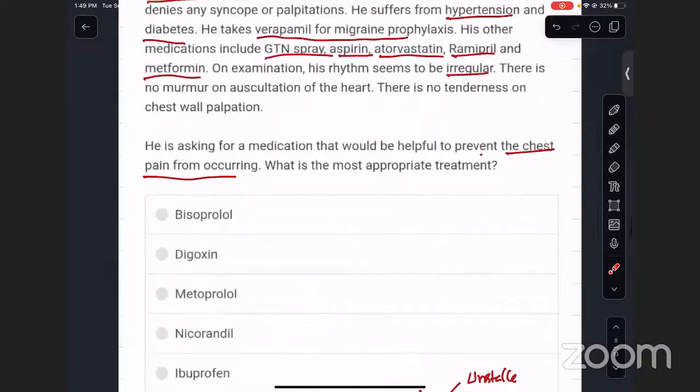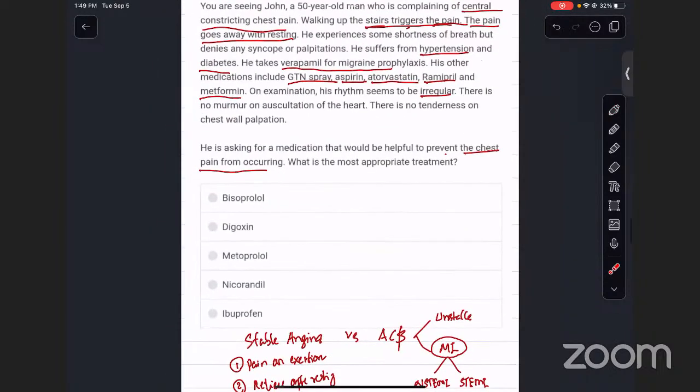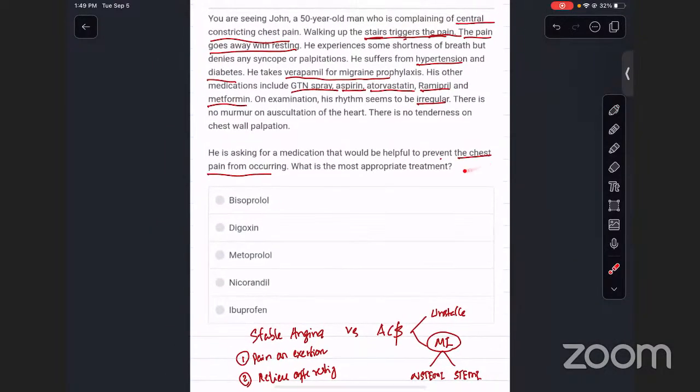So let's see this example. This is the stable angina management. Chest pain is still present, and to prevent the chest pain from occurring we need to consider other drugs, because he's already been given GTN spray. The second line drugs will be beta blockers or calcium channel blockers. So we choose between these kinds of drugs.